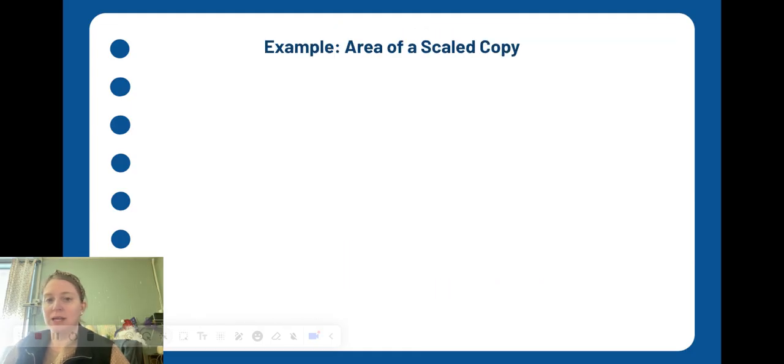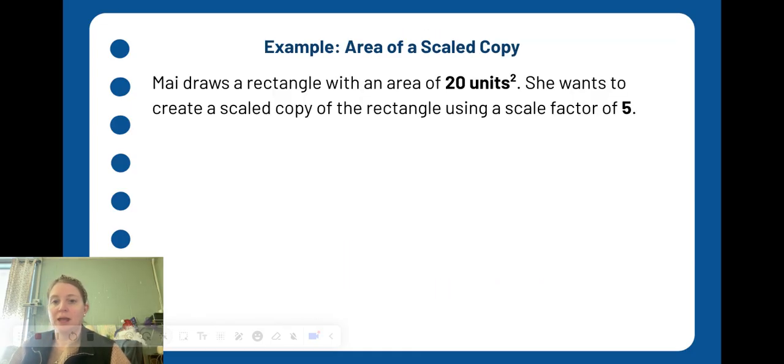We're going to do one more example. May draws a rectangle with an area of 20 square units. She wants to create a scaled copy of the rectangle using a scale factor of 5. So go ahead and write that 20 units squared and the 5 in there.